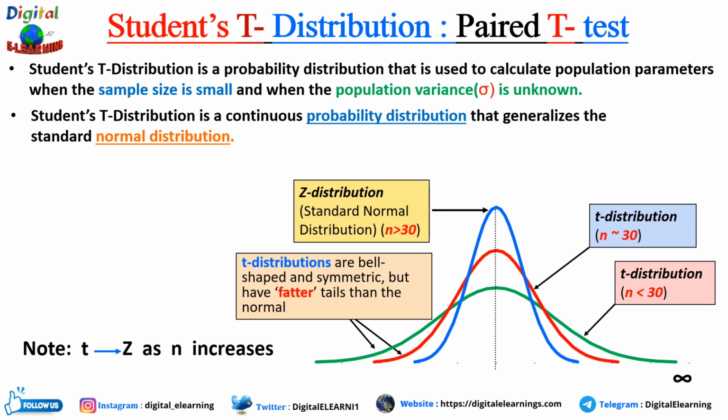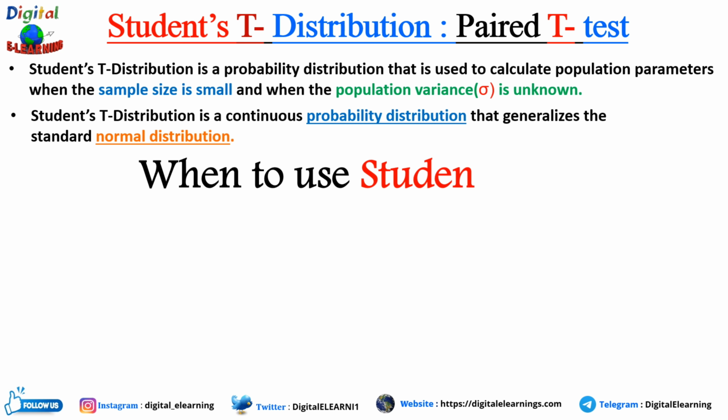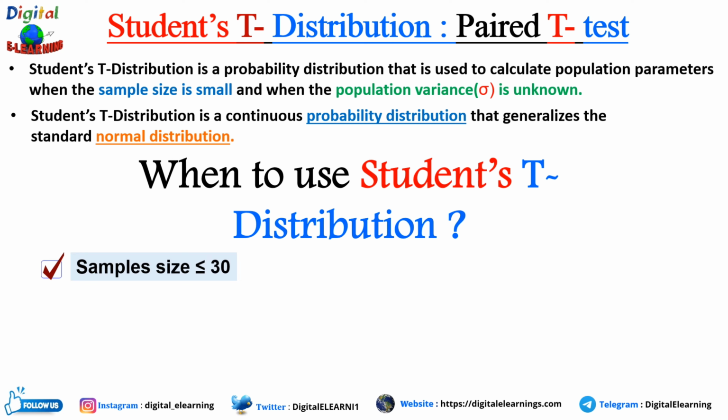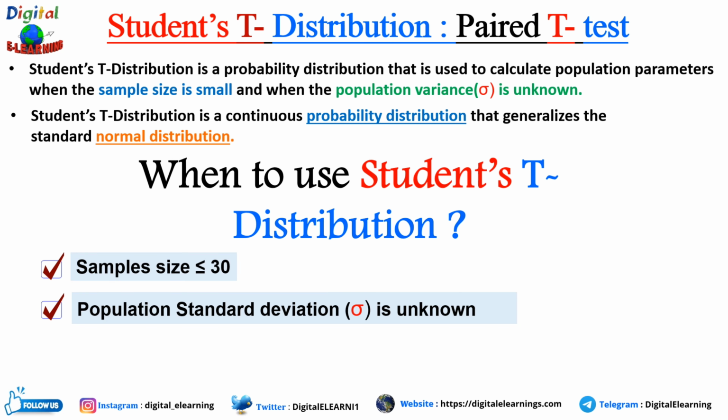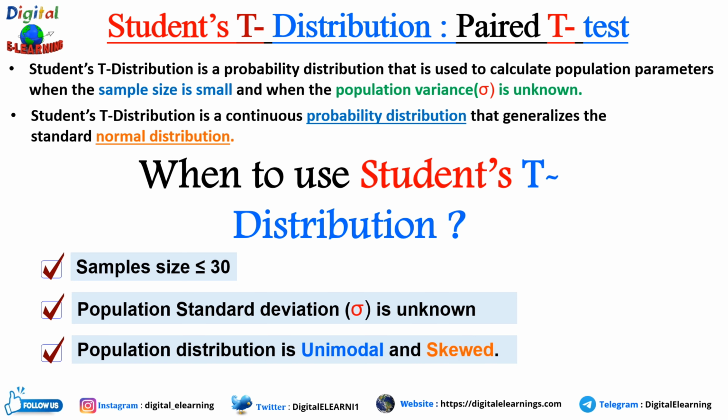Now comes the question, when to use the t-distribution? Student t-distribution is used when the sample size is less than or equal to 30, the population standard deviation is unknown, and the population distribution is either unimodal or skewed.